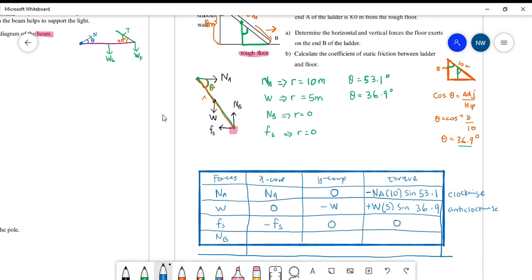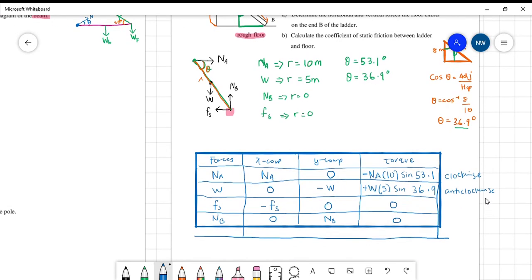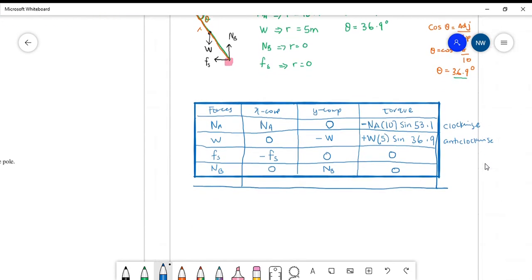So untuk normal B, okay, at point B, normal dia X component equals to 0 and NB. And this one also equals to 0. And we all know for equilibrium of rigid body, total untuk X component ni equals to 0, and Y component equals to 0, and torque equals to 0. Okay, jadi kita boleh buat terus selesaikan equation ni.